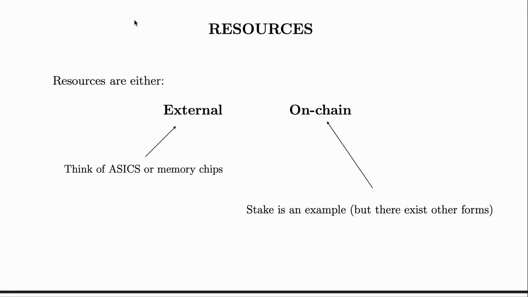Okay, so for us, resources will either be external or on-chain. External resources are things like ASICs or memory chips, and on-chain resources are things like stakes. So stake is an example, but as we'll see later on, there are other forms of on-chain resources as well.